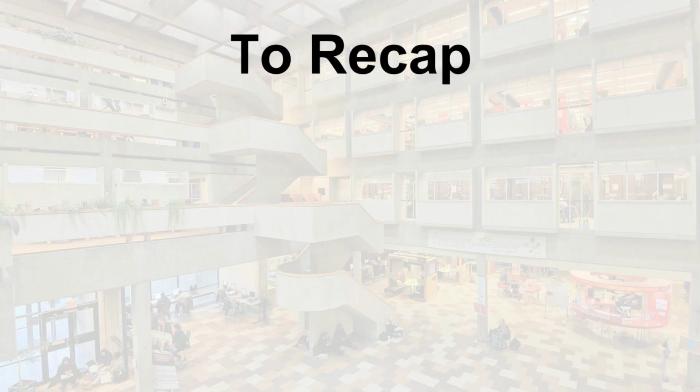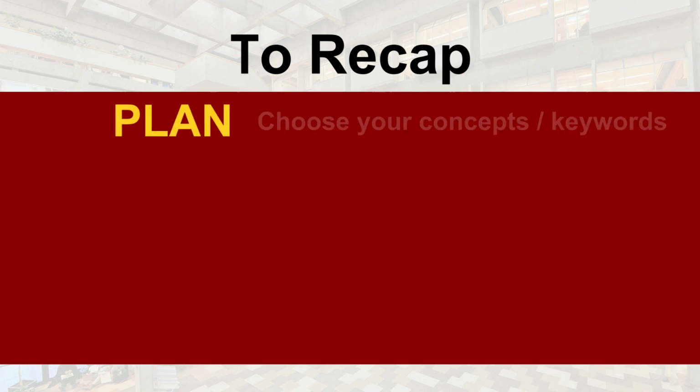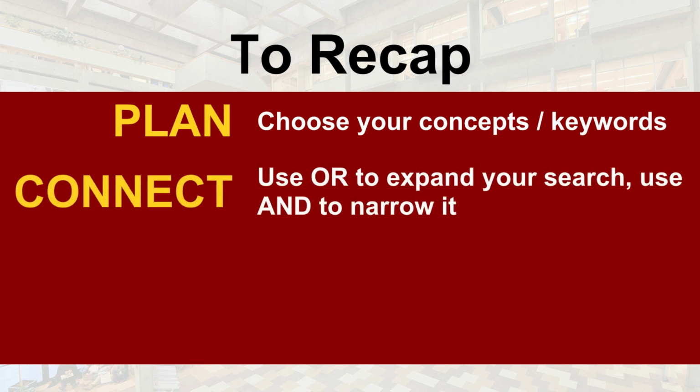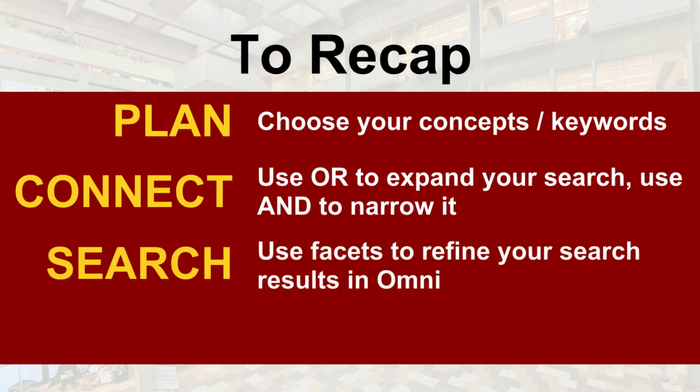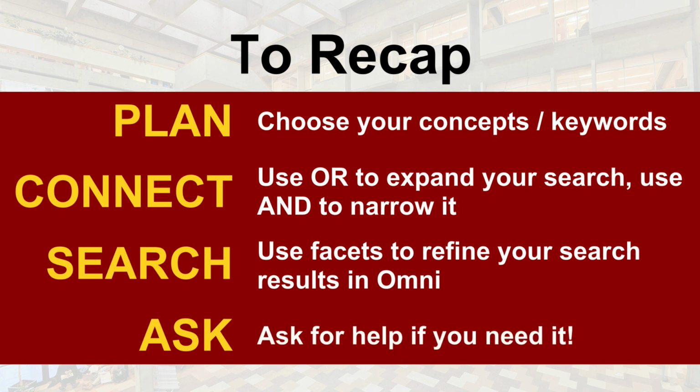Let's do a quick recap of what we've learned. Follow these steps to get searching with the library. Plan. Pick your concepts, find your keywords, and brainstorm some synonyms. Then connect. Connect your search terms using and or. And search. Put your search terms into Omni and take a look at your results. And ask questions if you need help.